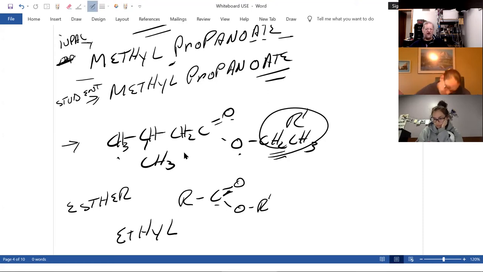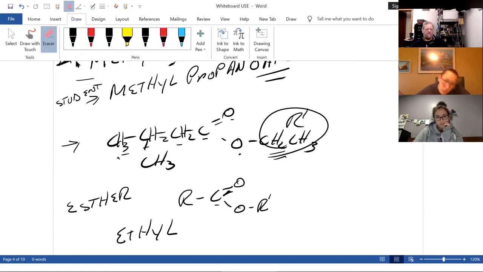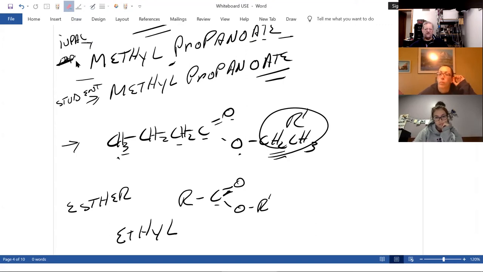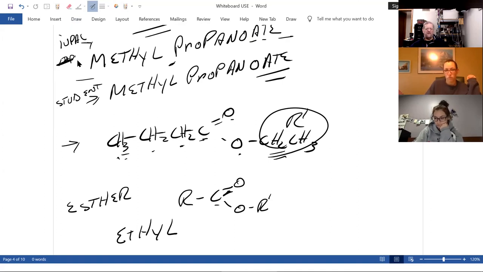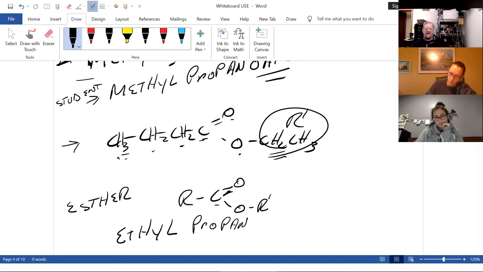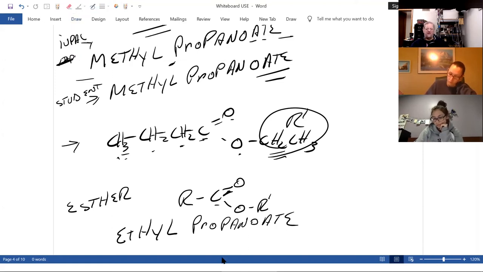Then here, what's the longest chain? 1, 2, 3, 4. Oh, I did something I shouldn't do. Everybody change the structure. Change this to CH2O. Sorry, Dr. White made a mistake. What's the longest chain? Helps if I had a pen. 1, 2, 3, propane. Drop the E, and add O-A-T-E, ethyl propanoate.